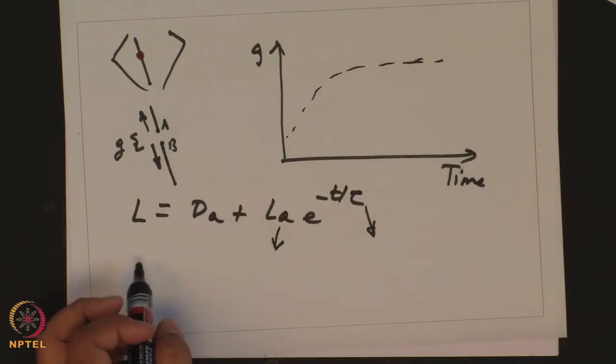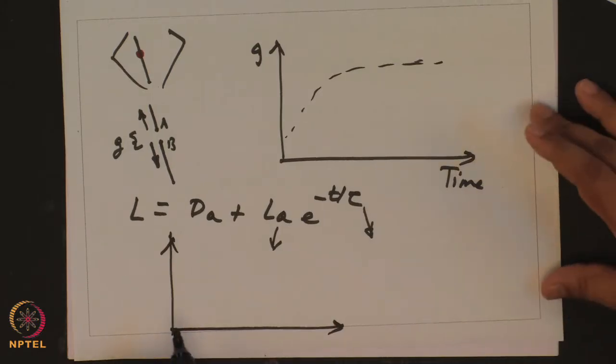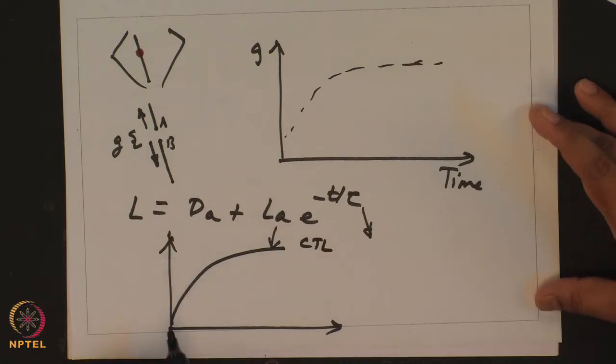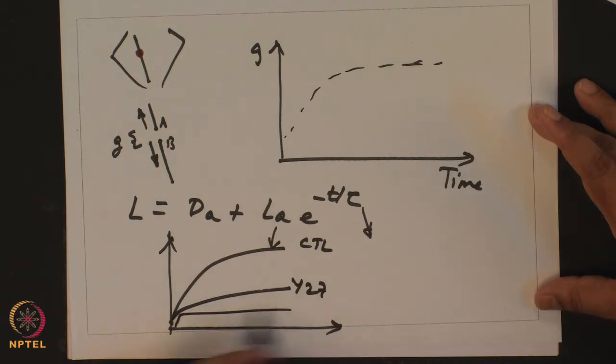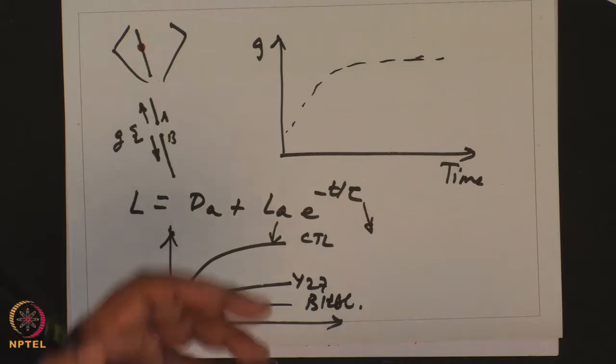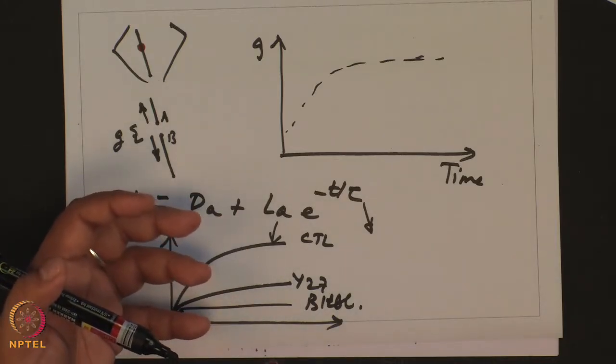What has been observed is that when you treat cells with contractile agonists, if this was the response for a control cell, when you treat with Y27632, it drops. With blebbistatin also it drops significantly. So, this is also an example of how contractility at the single stress fiber is being modulated.